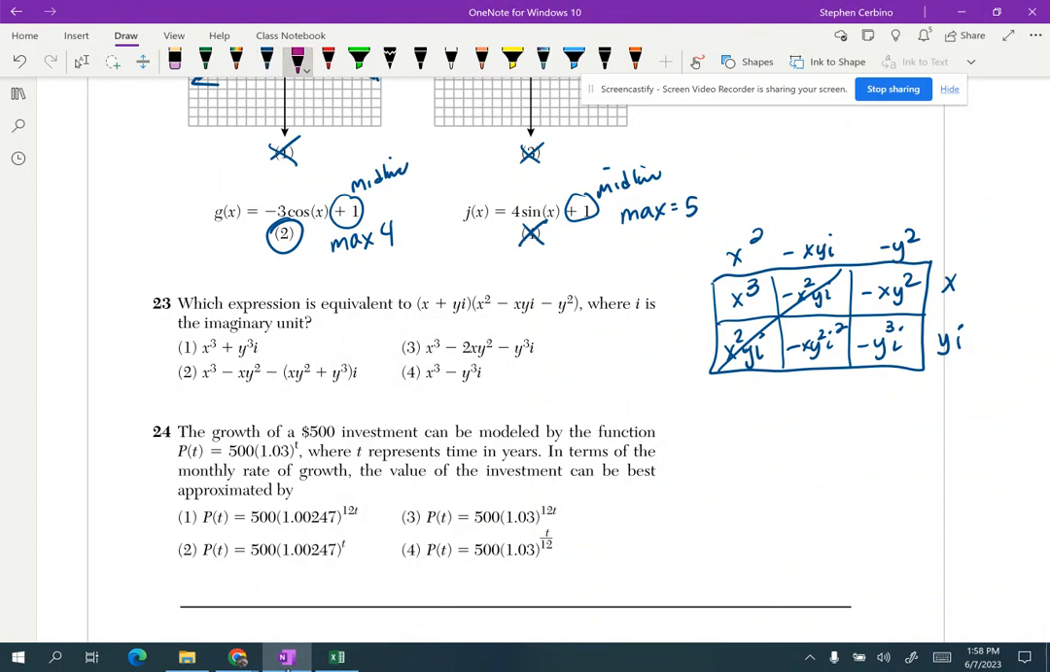Now, this box has i squared in it. I squared, remember, is negative 1. So this is really negative xy squared times negative 1, which becomes just positive xy squared, which is going to cancel with this. So you're left with x cubed minus y cubed i, which is choice 4.